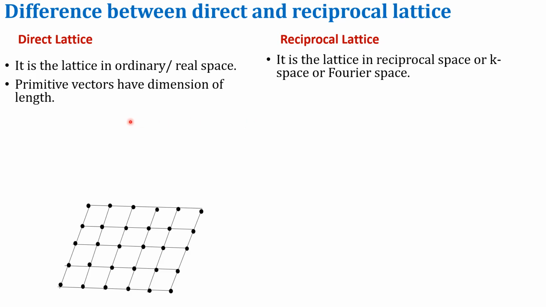Second point is that the primitive vectors have the dimension of length. If we join point to point by the translation vectors along the x and y axes, these are the primitive vectors and have the dimension of length. On the other hand, reciprocal vectors have the dimension of per length.